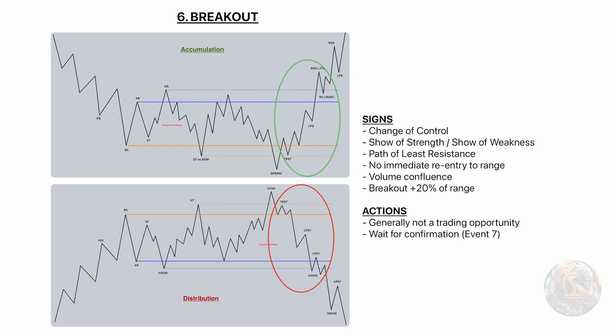So on the screen, for both accumulation and distribution, the breakout phase of the event is circled. Green for bullish in the accumulation, red for bearish in the distribution. What does this represent? The breakout represents another change of control. In an accumulation, the control moves from being in balance to being in bull's hands. In distribution, the control moves from being in balance to in bear's hands. In accumulation, this is where we see a show of strength, or in distribution, a show of weakness. Wyckoff here hinges on these two changes of control.